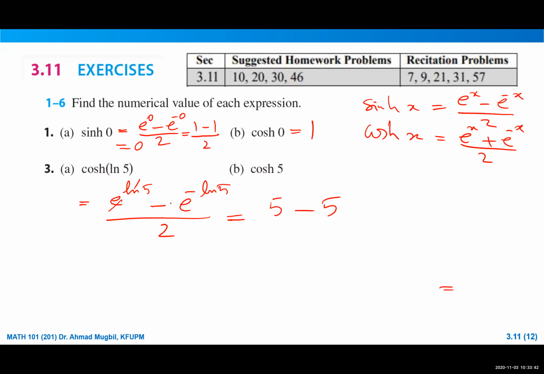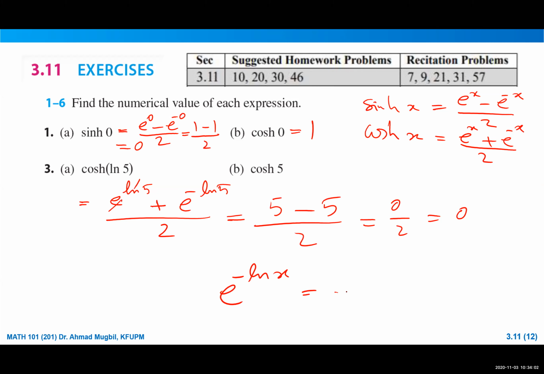By the way, cosh has a plus, and this is over 2. You did 0 over 2, and you said 0. These are the people who said 0. They cancelled e with ln here in a wrong way. Is e to the power negative ln 5 equal to negative 5? No.